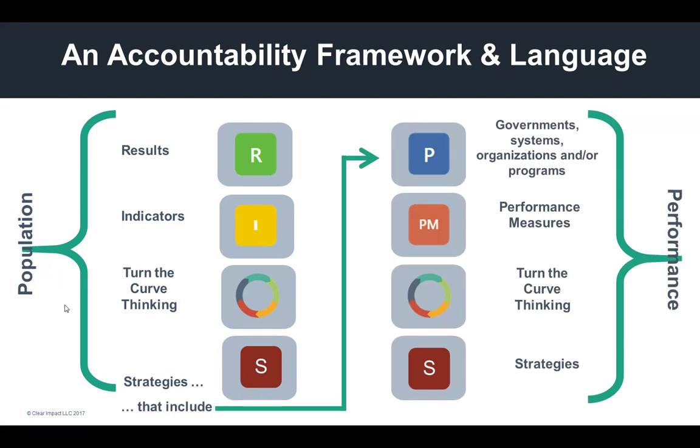If we put these concepts together for the population level, we will have results for our indicators, and we will be able to apply turn the curve thinking to the trend line of the indicator, which will be used to guide the development of our strategies. Our strategies will consist of a combination of governments, systems, organizations, or other programs, with each having its own performance measures.